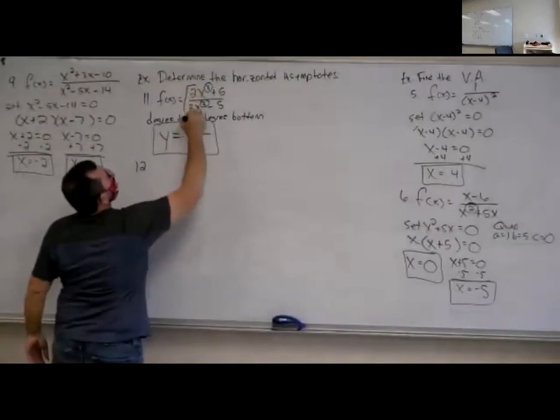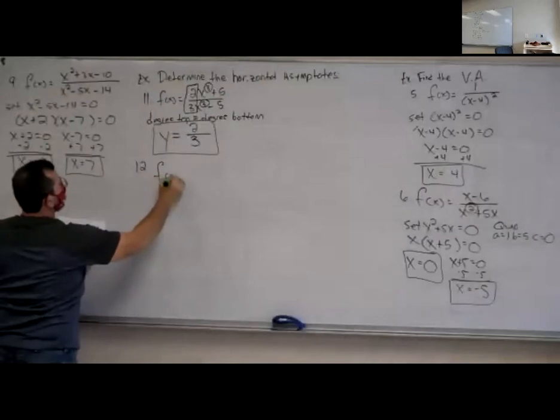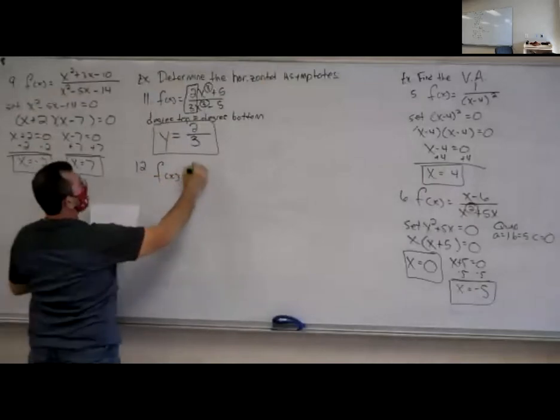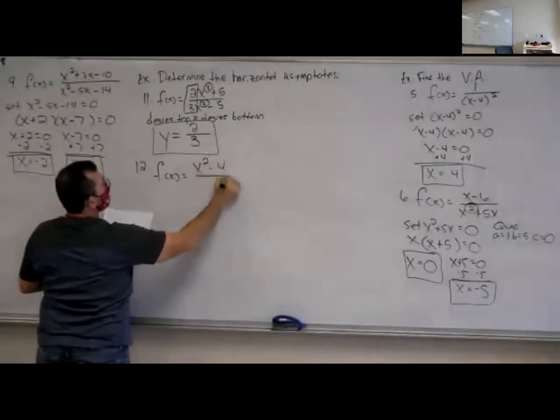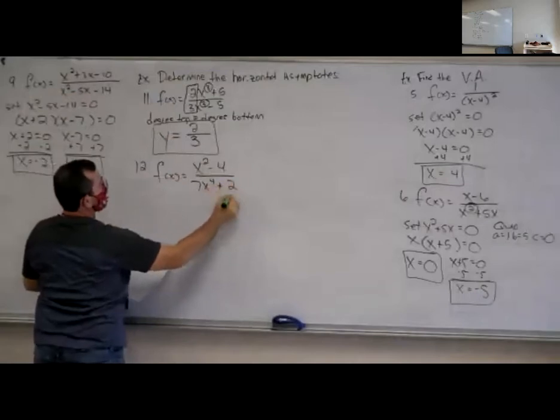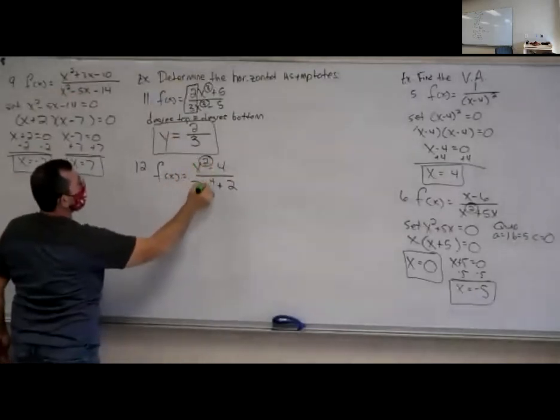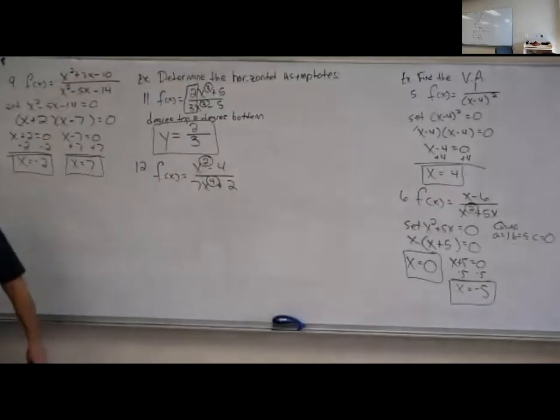Exponents equal, I looked at those two numbers right there, okay? All right, let's see what 12 does. 12 has f of x equals x squared minus 4 over 7x to the 4th plus 2. So let's see, my degree on top is a 2, degree on bottom is a 4. So this time the bottom degree is greater than the top degree.